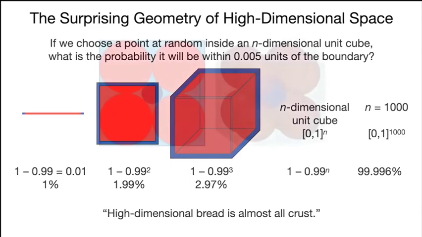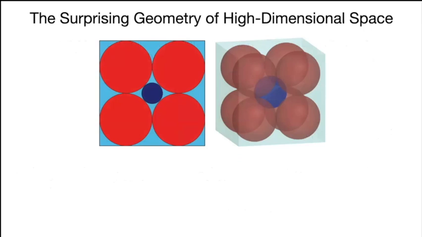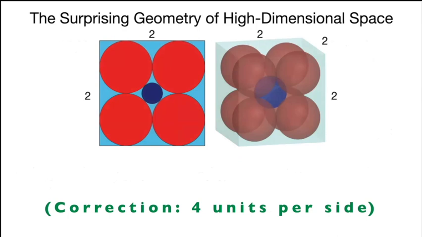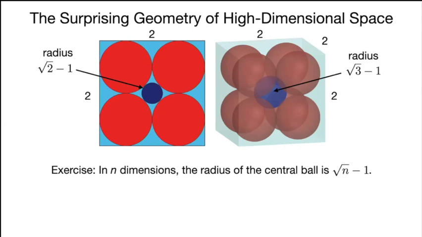I know we're just about out of time. This is my last example here. Here's one more weird example. Suppose you had a 2x2 cube in n-dimensional space, and you put balls of radius 1 in all of the corners. Then in that cavity in the middle, you put an additional ball. So I've shown dimensions 2 and 3. And the question is, how big is that central ball? This first one, you can work out the math. It's not too hard. The radius is square root of 2 minus 1. This one, the radius is the square root of 3 minus 1. And in general, if you're in n dimensions, the radius is the square root of n minus 1.